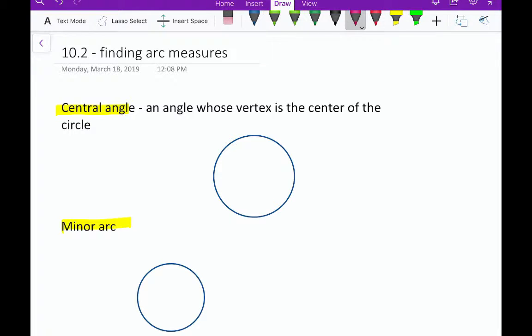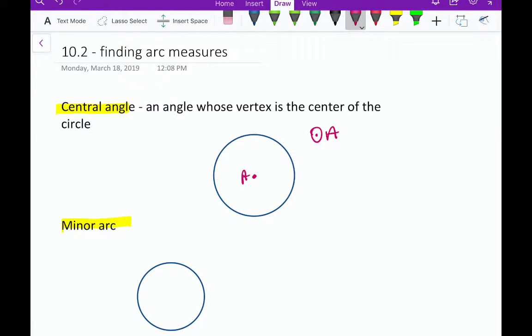This is the video for Chapter 10, Section 2, Finding Arc Measures in Circles. So a couple of vocab words here. Central angle is an angle whose vertex is the center of the circle. So remember we said we name a circle based on its center. So this is circle A. The central angle is an angle where this center is the vertex.